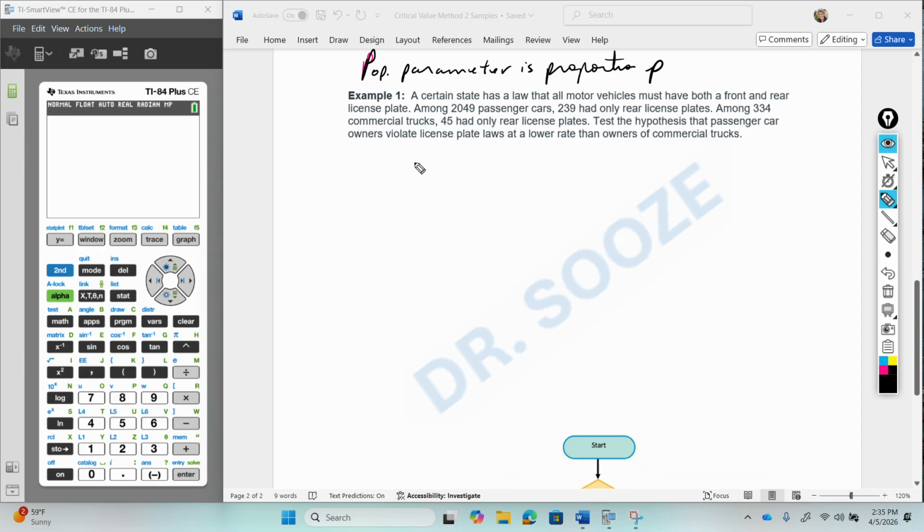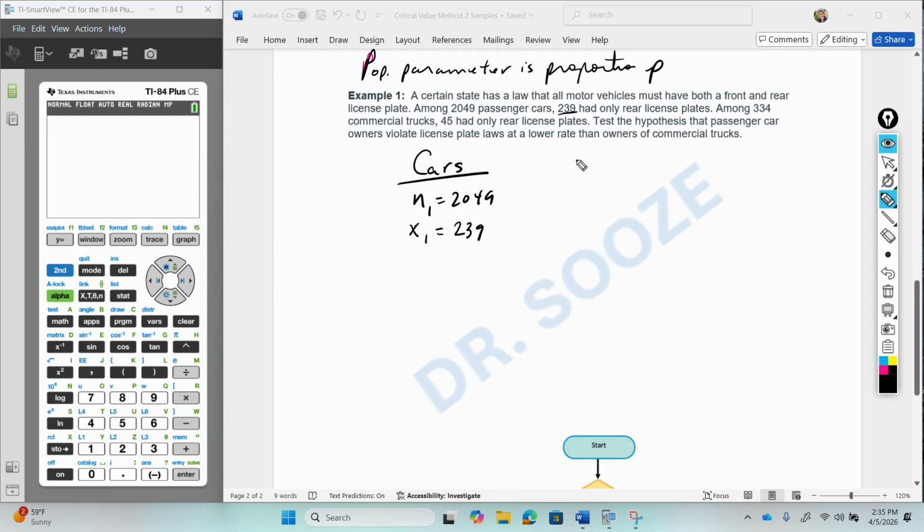Our first sample is on passenger cars, and so the sample size is that, and my number of successes. Successes are what you're testing for, and we're looking for cars that only have rear license plates. It doesn't make much sense logically, since a success is a car breaking the law, but nevertheless, we're testing for the number of cars that only had rear license plates.